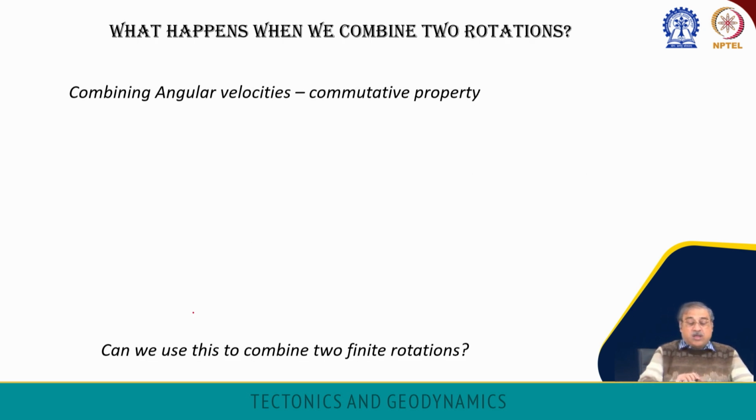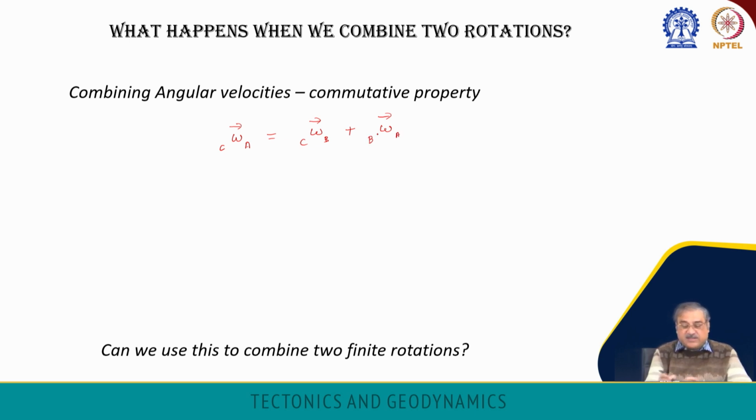Now, intrinsic to this is something that we need to understand. How do we combine velocities? How do we combine angular velocities? Just remember what we did before. This is how we operated. If we wanted to find the angular velocity of A with respect to C, we found the angular velocity of B with respect to C and added that to the angular velocity of A with respect to B. This is how we saw it.